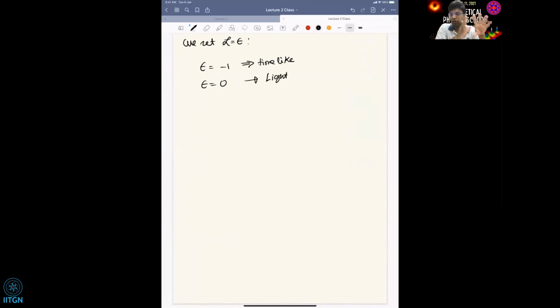Okay. These are the only two cases we are interested in. So therefore, let's now write down our Lagrange equation. Our equation then ultimately looks like: r t dot square plus (1 minus 2m by r) whole inverse, and then r dot square plus r square phi dot square equal to epsilon. Okay, good.